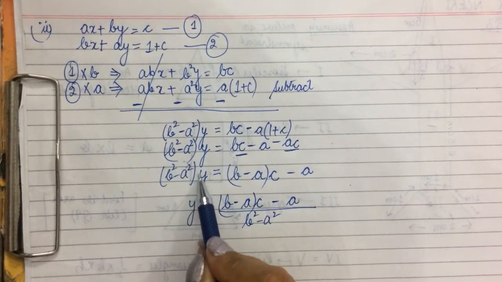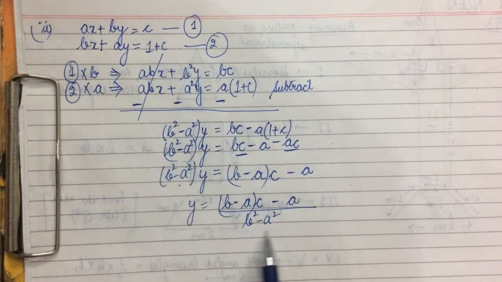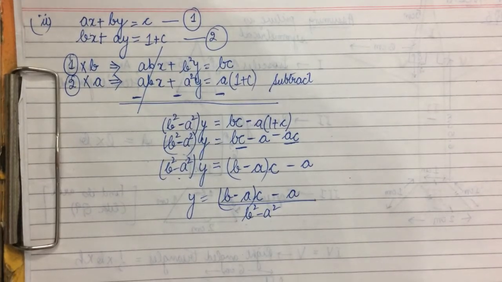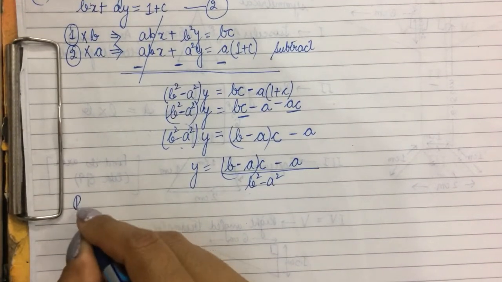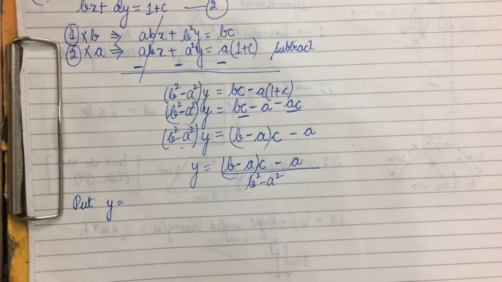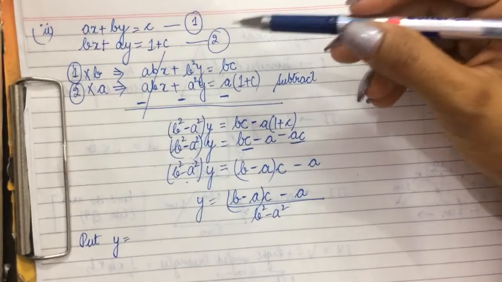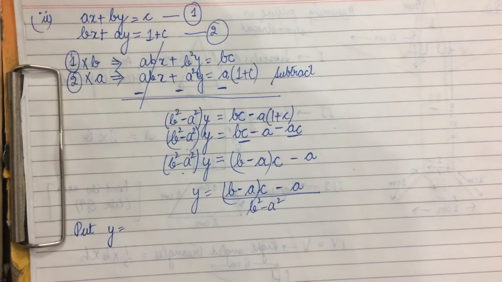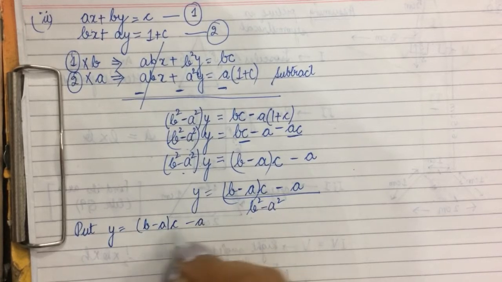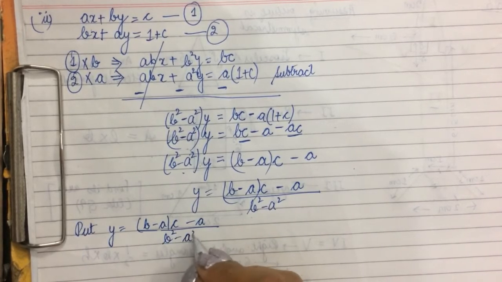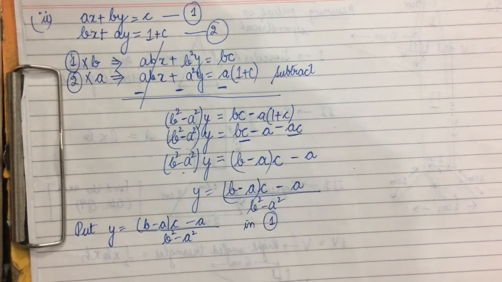This binomial was multiplied here, so you transpose it to the right hand side, where it will appear in the denominator. So this is the value of y for this equation. Now you have to use this value to find the value of x. Let's put this value of y in any of the two equations. I'll be using the first equation because that is a little simpler than the second one. Put y equals the value obtained in equation number 1.